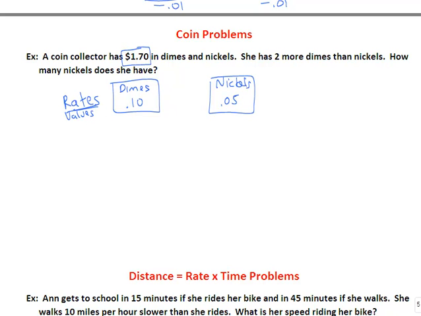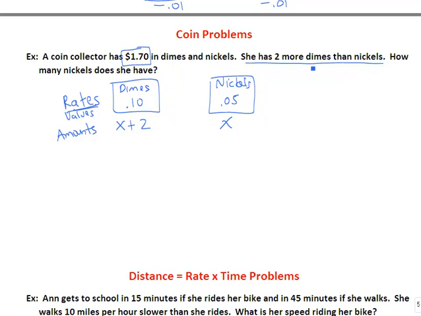So now we have our rates. Underneath, let's write our amounts. How many of each type of coin do we have? That's what we're trying to figure out. The only thing we know is that she has 2 more dimes than nickels. So if we know that we have 2 more dimes than nickels, which one of these amounts should I start with? Which one should be x? If I let x be nickels, then I need 2 more than that to get my dimes. So the dimes are going to be 2 plus x or x plus 2. That way I've got more dimes than I have nickels, and that's exactly what the problem's telling us to do.